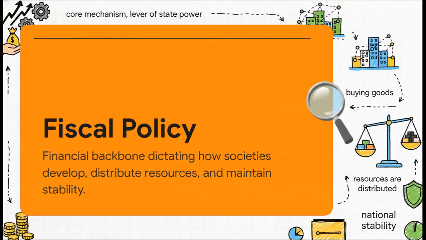So, fiscal policy isn't just a bunch of math. It's the absolute core mechanism that dictates how modern governments actually function. You can think of it as the ultimate lever of state power. When you look at the long arc of human monetary evolution, fiscal policy is that pivotal moment where money stops being just a way for you to buy groceries at the market and starts being the way an entire society coordinates its development. It determines exactly how resources are distributed and, crucially, how national stability is maintained.